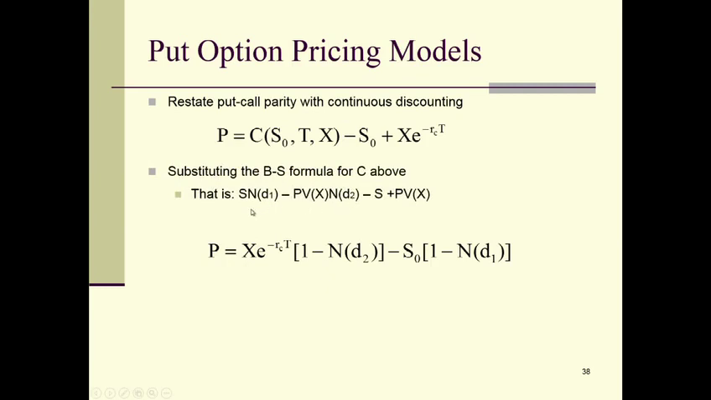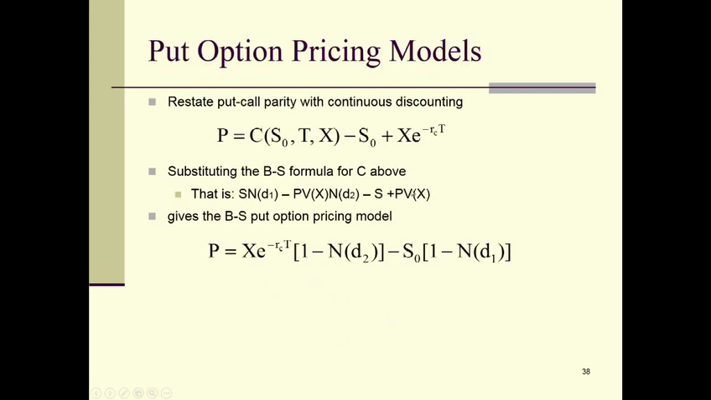So this first term here is your Black-Scholes formula for a call. You simply substitute this into your put-call parity formula, so this term here, a call, becomes S N(d1) minus the present value of X N(d2) minus X plus your bond. With a little bit of algebra, you can summarize this into the formula for a put under the Black-Scholes formula.